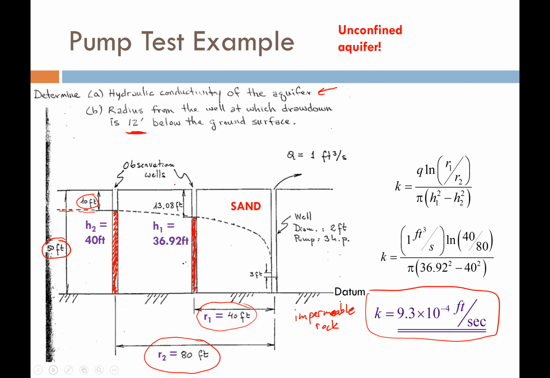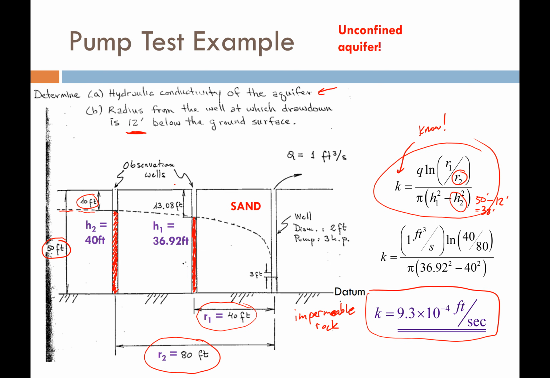Okay, so if I want to now solve the radius at which the water will be 12 feet below the ground surface, I just have to use this equation. The only difference is I now know K. My only unknown is R2. I know H2 has got to be 50 feet minus 12 feet, which is going to be 38 feet.